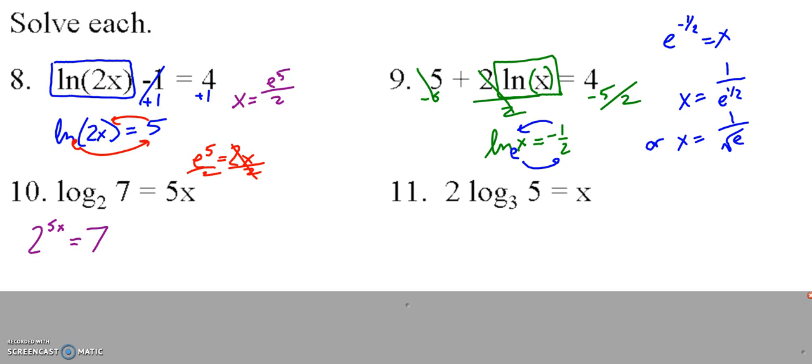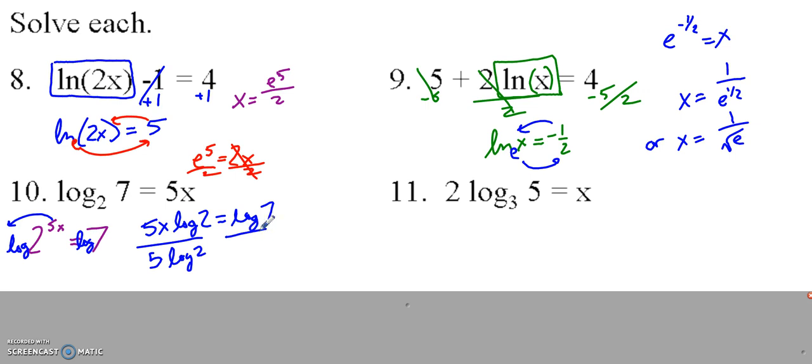You might be thinking, well, why would you want to do that? You just made it harder with the variable up in the exponent. But now this goes back to that exponential equation. If I want to get the exponent out, I can take the log of both sides and pull that 5x out in front. So 5x log 2 equals log 7. Then I can divide by 5 log 2, and x equals log 7 over 5 log 2.